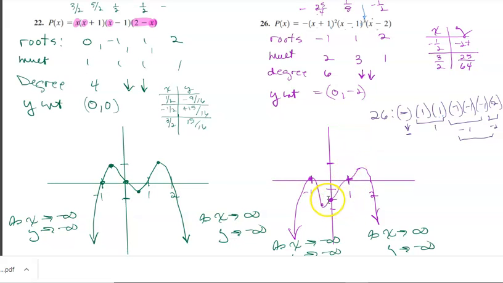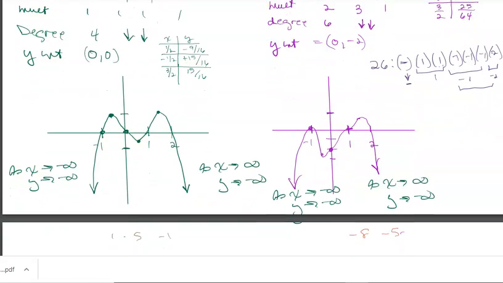Okay, so you have a double root here. This is a triple root. Notice how it kind of hangs on the x-axis and then proceeds up and through. Here's a single. So be able to mimic that in a testing situation.